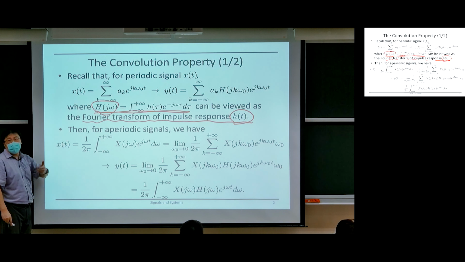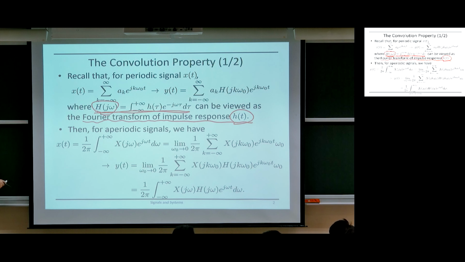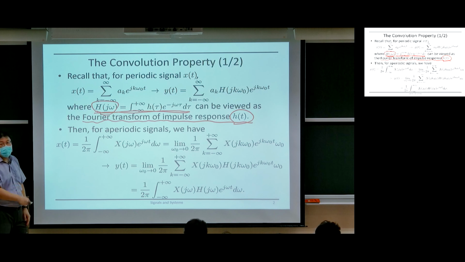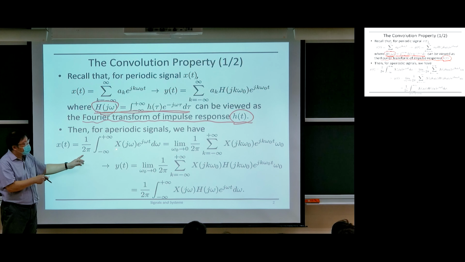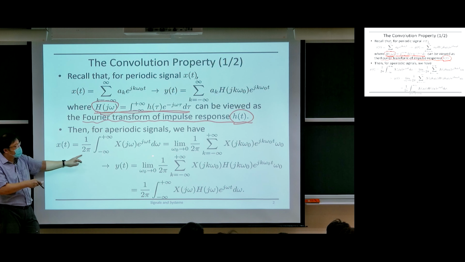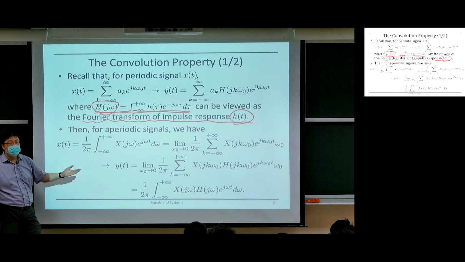Now, suppose we extend to aperiodic signals. Suppose that x of t is some aperiodic signal. We know that we can write it in terms of this inverse Fourier transform of the spectrum. And the inverse Fourier transform of the spectrum is basically a linear combination of infinite frequency components. So this integral you can view as a limiting form of the linear combination of these infinite frequency components.